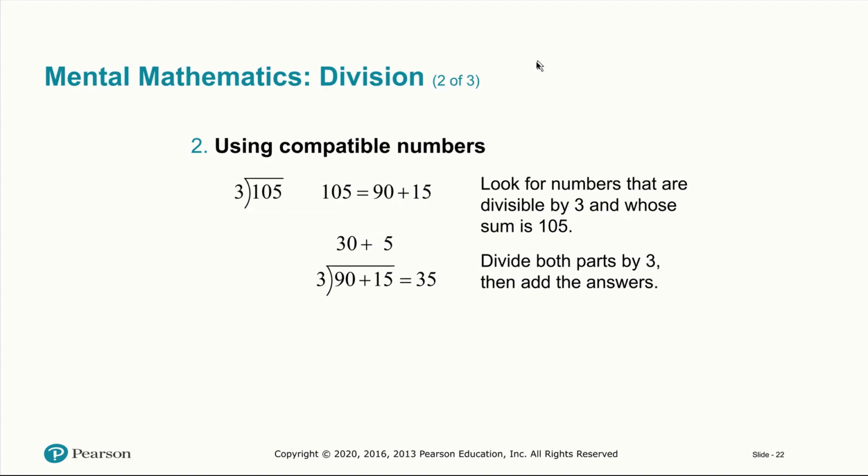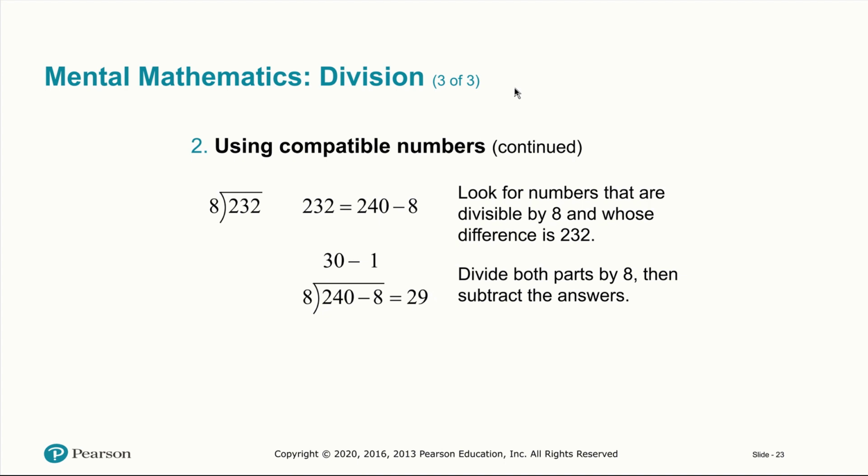Another trick we have up our sleeves is using compatible numbers. Now, if I'm dividing 105 by 3, I realize I can break this up into 90 plus 15. And once I do that, this becomes really simple because I know 3 goes into 90 30 times and 3 goes into 15 5 times. Just adding those will give me the result, which is 35.